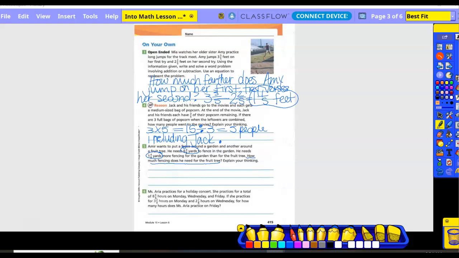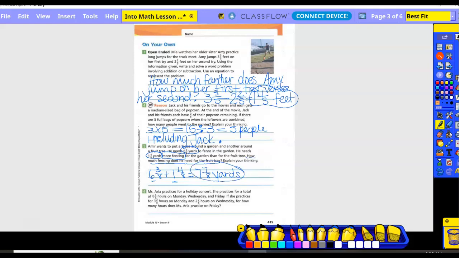What word can I put in a box as a key term to let me know if I'm adding or subtracting? More fencing, right? So that tells me I'm going to add. Okay. So 6 3/8 plus 1 4/8 equals what? What is 6 plus 1? 7. What is 3/8 plus 4/8? 7/8. Can I simplify that? No, it's good to go, right? So 7 7/8 yards.